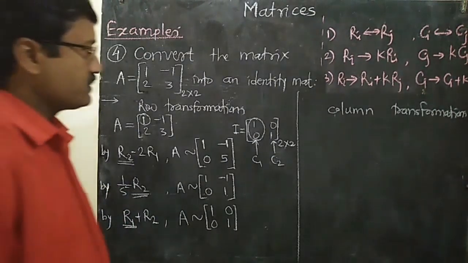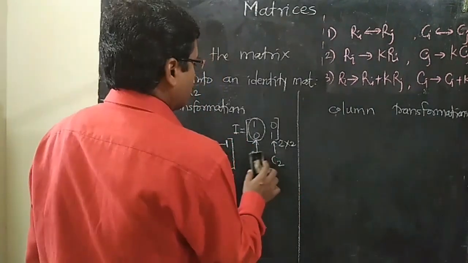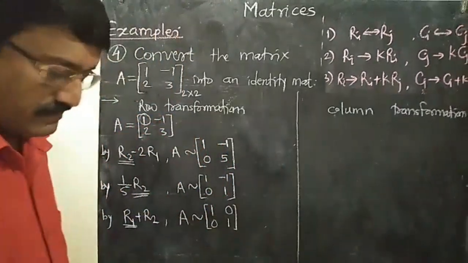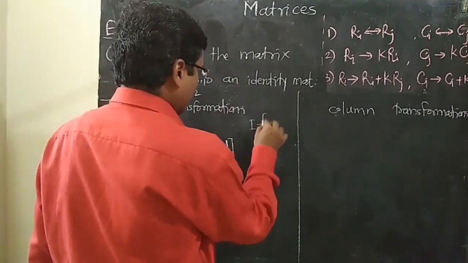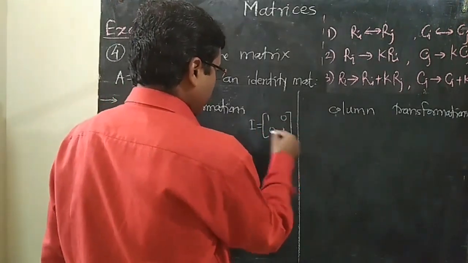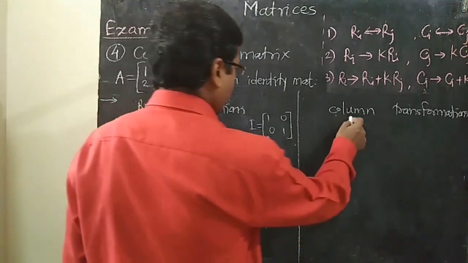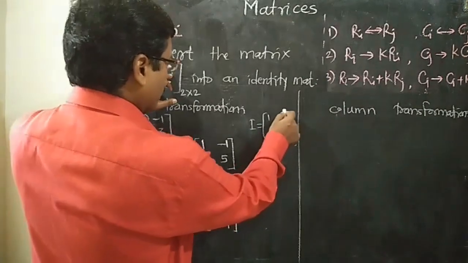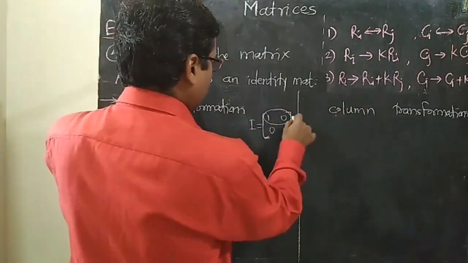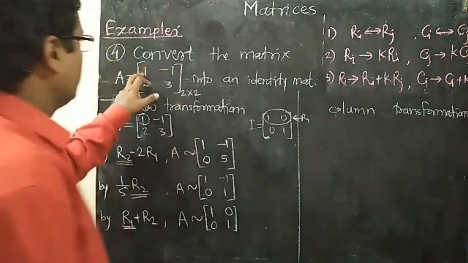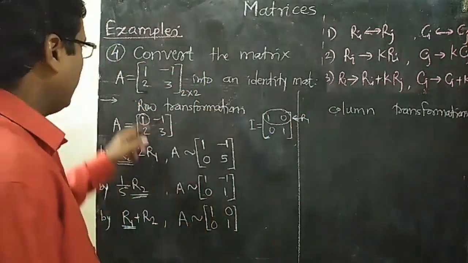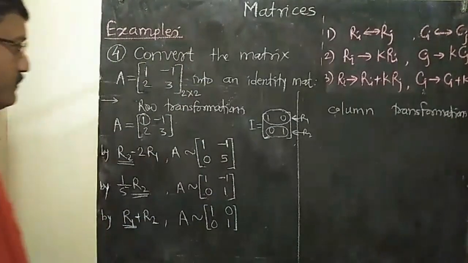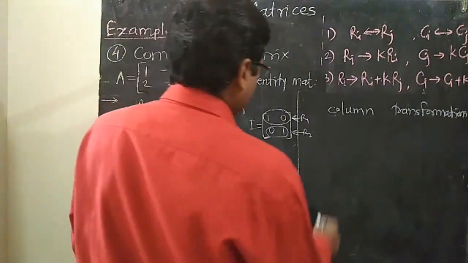Let us see similar operations on columns. In the case of column transformations, we will consider this identity matrix 1, 0, 0, 1. In column operations, we will convert this first row 1, minus 1 into 1, 0. We will convert the first row into the form 1, 0, and after that we will convert the second row into 0, 1. So let us make the required operations.